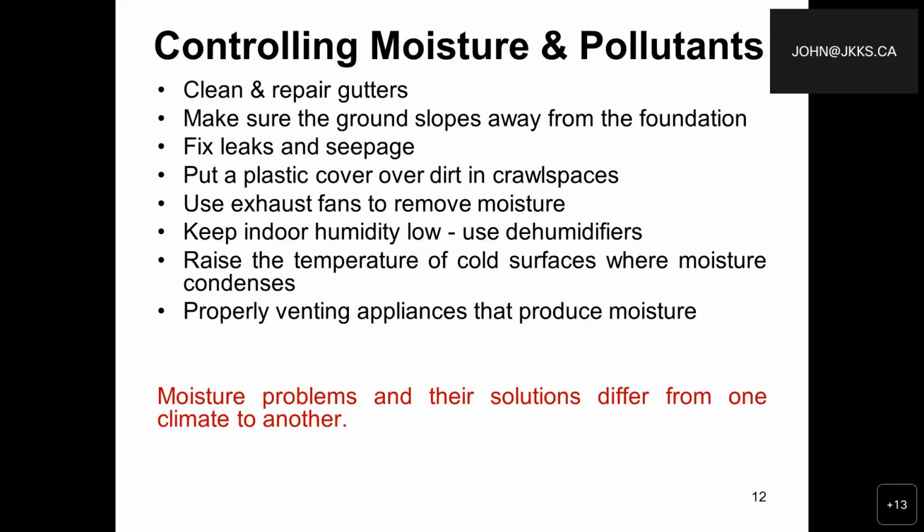Again, one of the most common areas that we think about when we look at the cold surface issues is simply windows in the winter or in the change of seasons. We can see that those cold surfaces often will be telltale signs of moisture buildup within the house. And certainly proper venting of appliances that produce moisture is important also. Moisture problems and their solutions differ from one climate to another. So as I mentioned, there are many different ways of controlling moisture and certainly pollutants in a house.